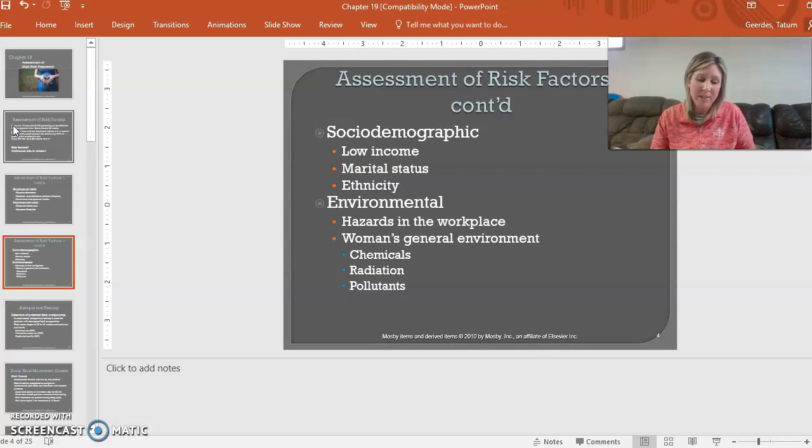And then environmental risk factors would be any hazards in the workplace. So chemicals, radiation, and pollutants. Chemicals like pesticides, lead, mercury, radiation, and also industrial pollutants all increase the risk for a miscarriage.